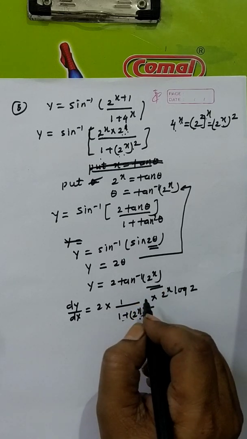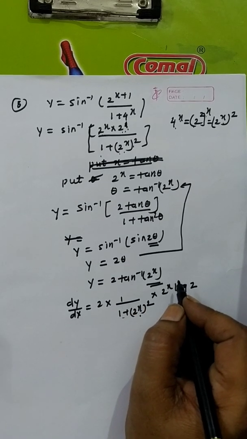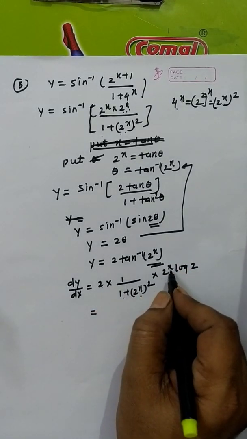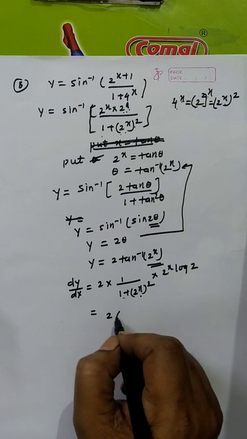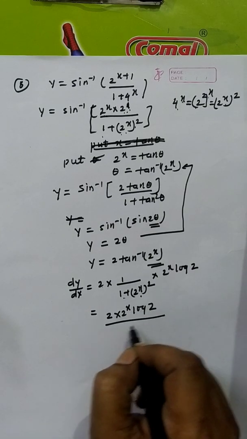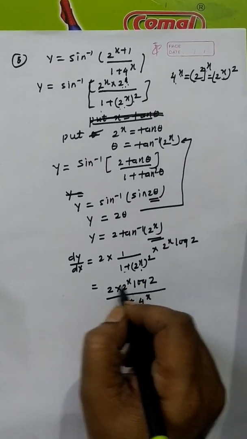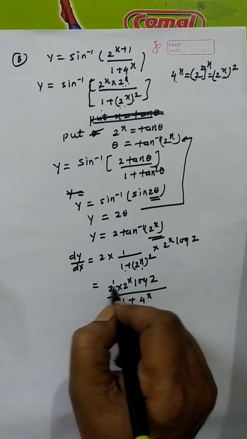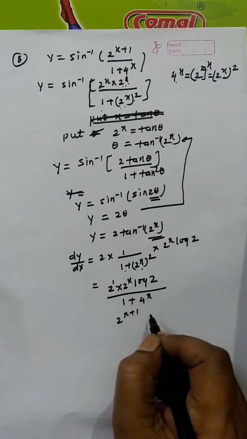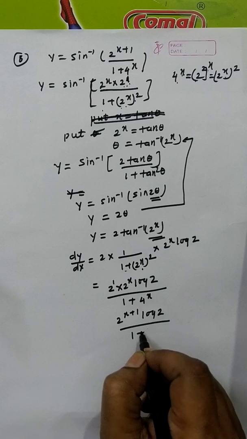Next function is 2 raised to x. Its derivative is 2 raised to x into log 2, comparing with a raised to x, whose derivative is a raised to x log a. So this will be 2 into 2 raised to x into log 2 divided by 1 plus 2 raised to x whole square, which is nothing but 4 raised to x. Now 2 raised to x into 2 raised to 1 we can write as 2 raised to x plus 1, in combined form, into log 2 divided by 1 plus 4 raised to x.